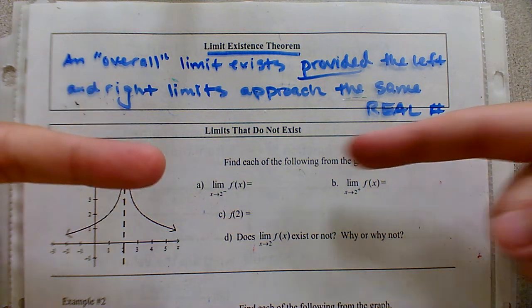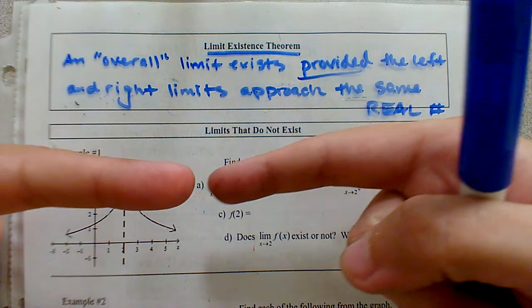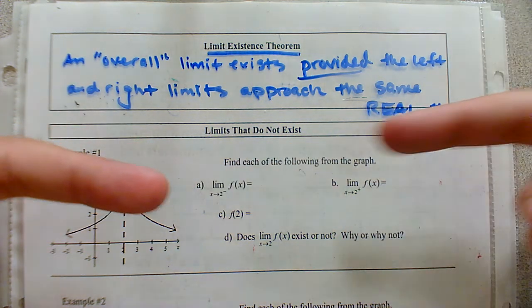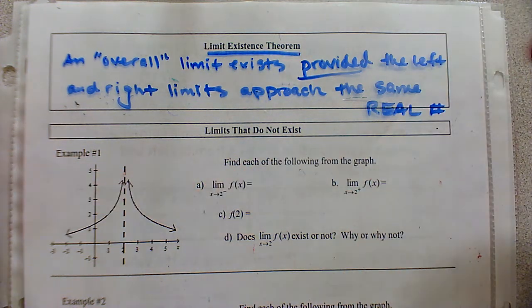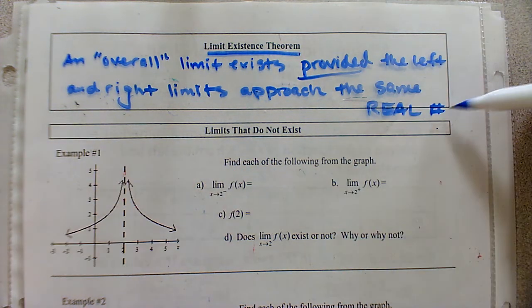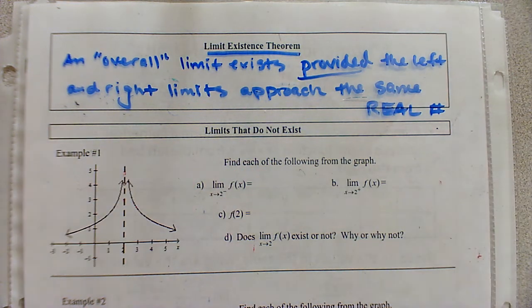Okay, so in order for us to figure out if an overall limit exists, we have to examine both sides of a function and see if they would eventually meet, or at least seem that they would meet or match up with each other, and make sure that the height that they would match up is a real number. So we're going to take a look at some examples today to hone in this idea for us to get an understanding of limits.